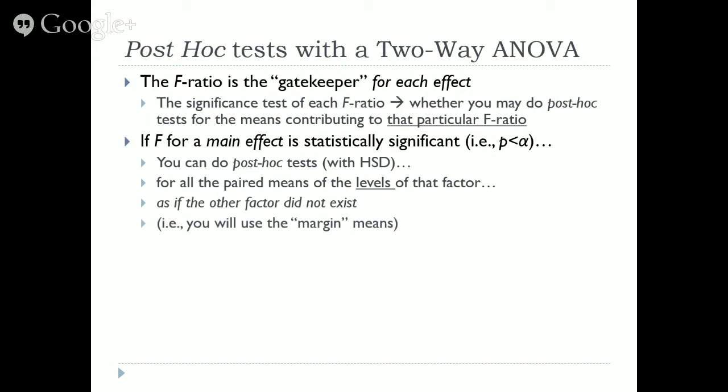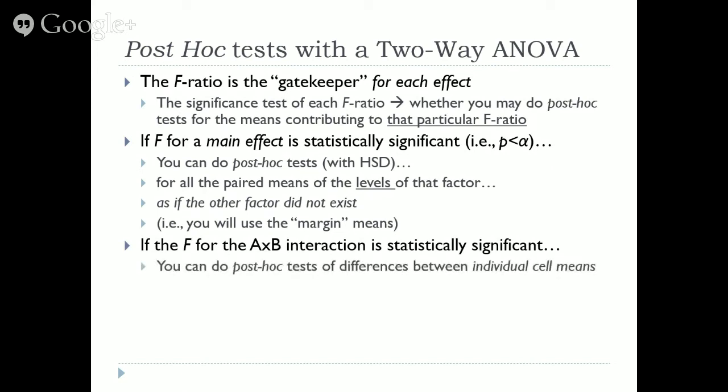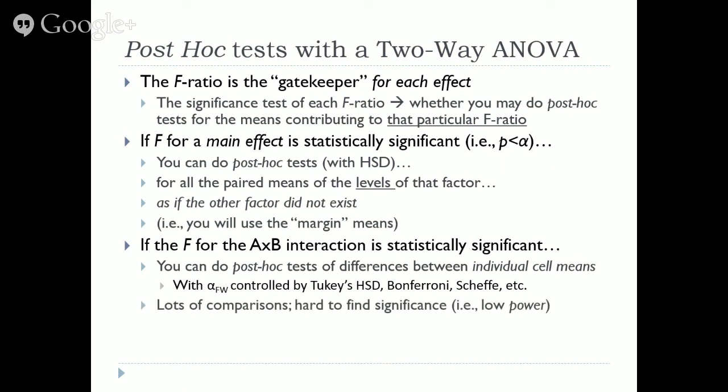We will use the marginal means. And if the F for the A by B interaction, the two-way interaction, is statistically significant, then you can, if you want, do post hoc tests of the differences between all individual cell means. You don't usually want to. That doesn't make much sense in most situations, but you could. And again, you control your family-wise error rate with HSD, Bonferroni, LSD, Scheffé, one of those procedures.